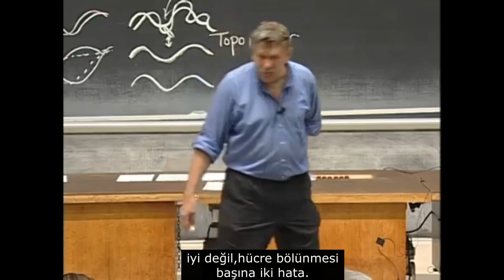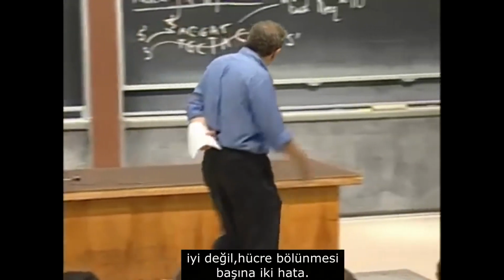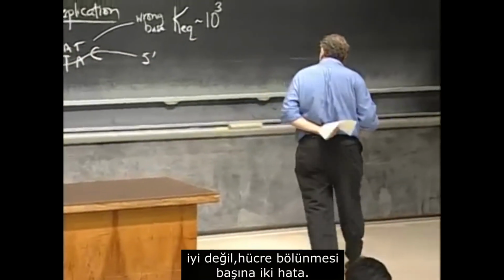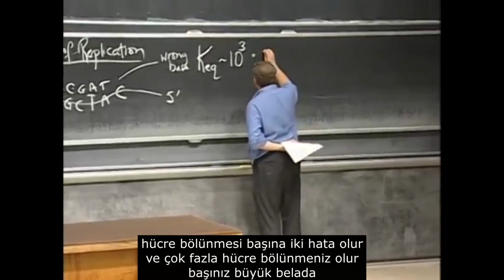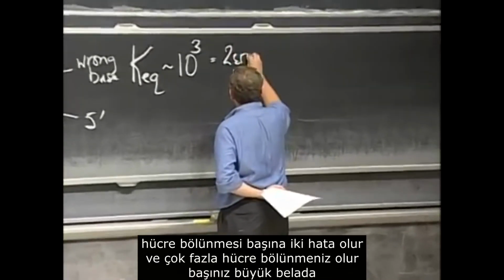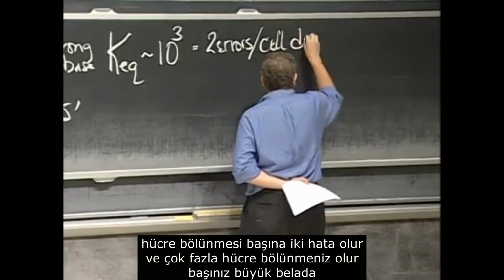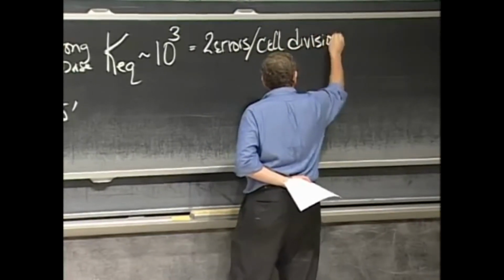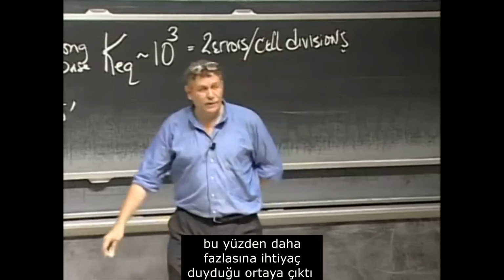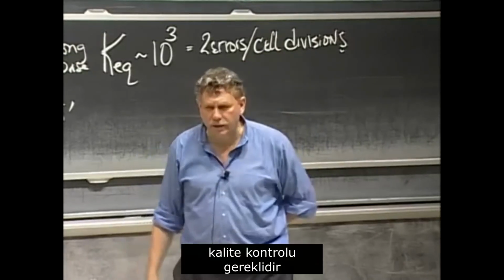Not good. 2 mistakes per cell division? That's not okay. And if you have a lot of cell divisions, you're in a lot of trouble. So it turns out something more is needed. Quality control is needed.